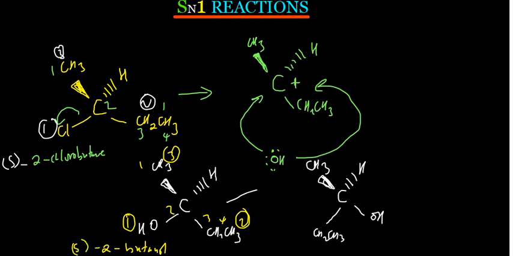For this other one, this is position number 1, this is position number 2, this is position number 3. The fourth group is already in the back, so the configuration is going in this direction, that is to the right. So this is going to be R-2-butanol. We can also say R-butan-2-ol as the name. So this is about SN1 reactions, and that is how we're able to work them out.